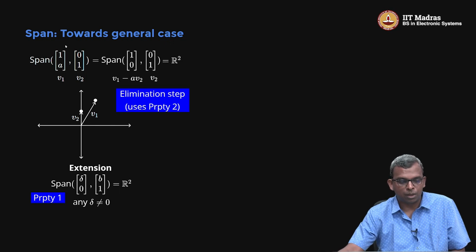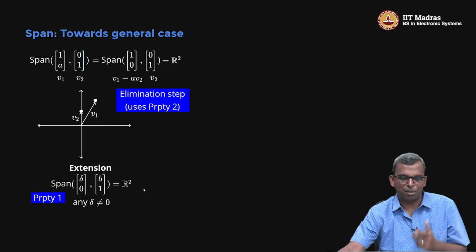B1 and delta 0. But what you can quickly argue is by property 1, I can scale the first point as long as delta is not 0. I can scale the first vector by 1 by delta, right? If I multiply this by 1 by delta, I am going to get (1, 0) again. So I have (1, 0), (b, 1), and that's the same as (1, a), (0, 1). Think about it. If this is V1 and this is V2, I can do V2 minus bV1. If I do V2 minus bV1, my b will get eliminated. So I will go to (1, 0), (0, 1) and this becomes R2.